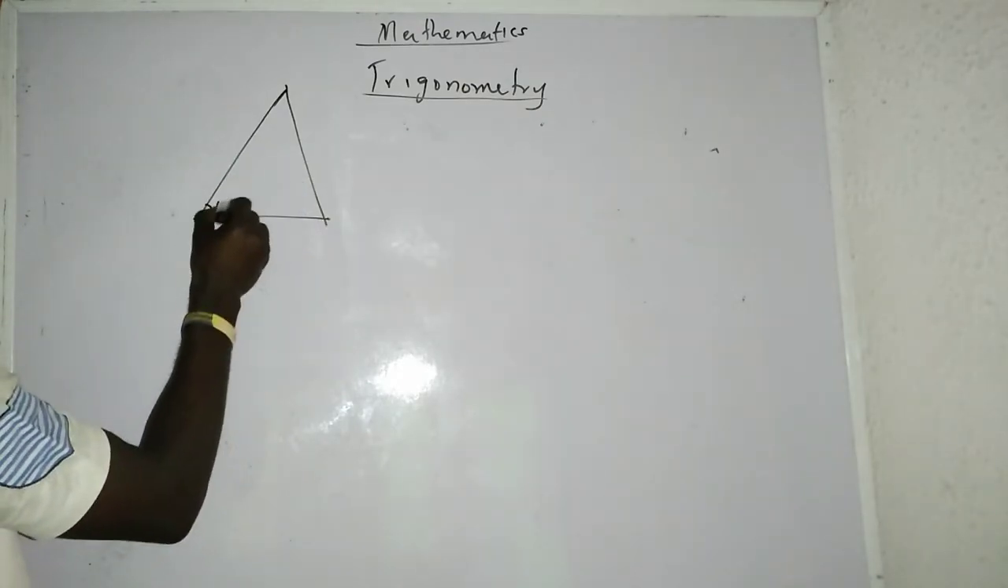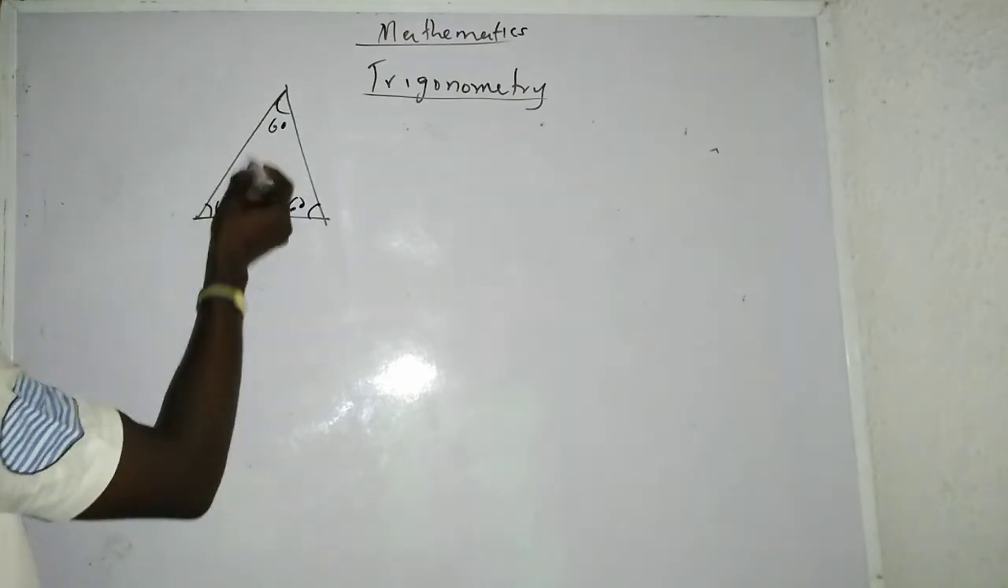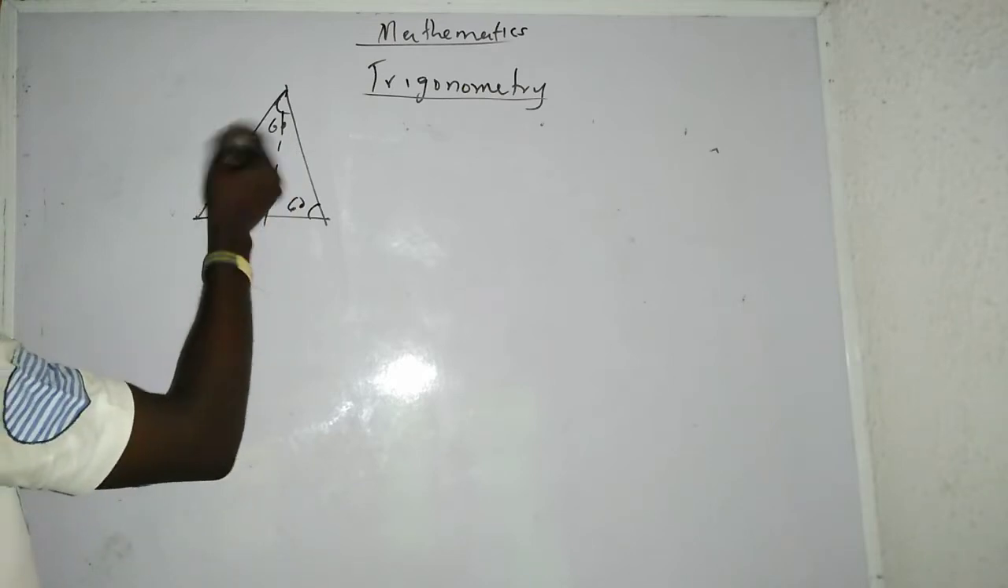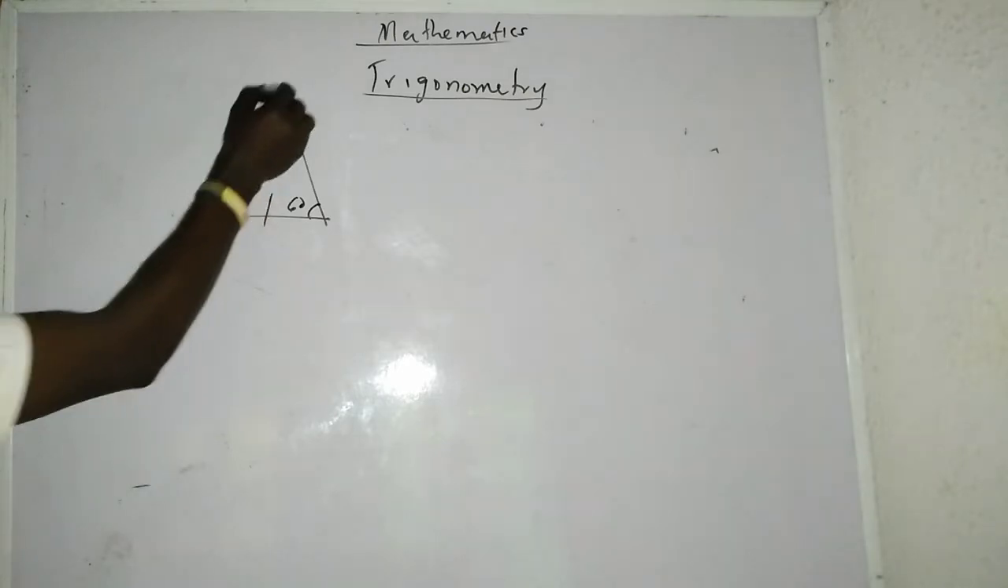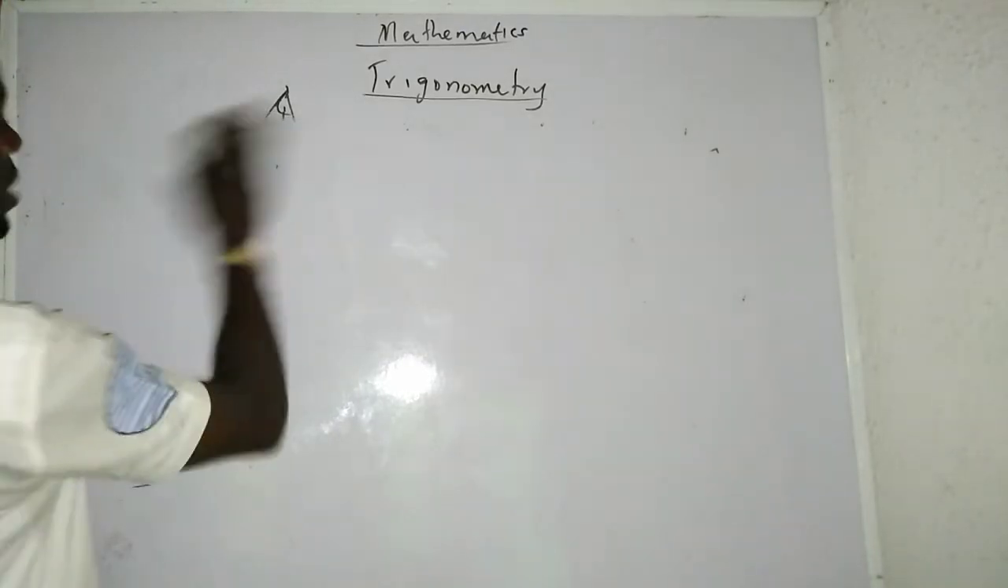Everything is equal, 60, 60, and 60. The angles are also equal. Ones are 60, sorry. This one will be what? Centimeter, decimeter. Now, if I cut this angle into 2, I will have what is called a right angle triangle. Now, I want to use my right angle triangle to perform some operation under trigonometry, which is known as trigonometry ratio.